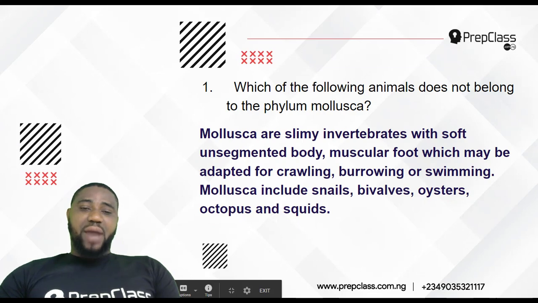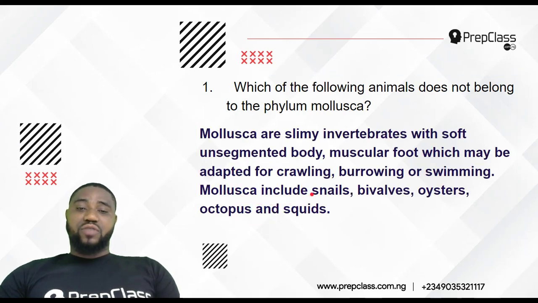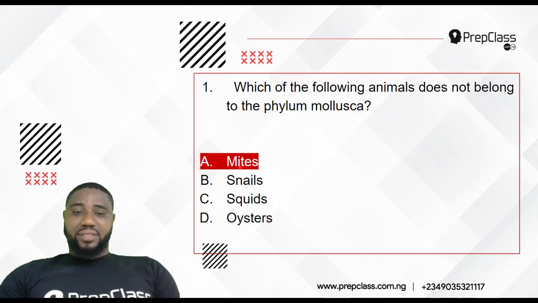So you can see that mites is not a mollusca. Mite, I think, belongs to the phylum Arachnida. It looks like an insect with an exoskeleton, but it has 8 walking legs. Mites used to stay on the bodies of goats or dogs and bite and suck their blood. So you can see that mites here is the odd one out. Because of that, your best answer there is mites. Mites do not belong to the phylum Mollusca.